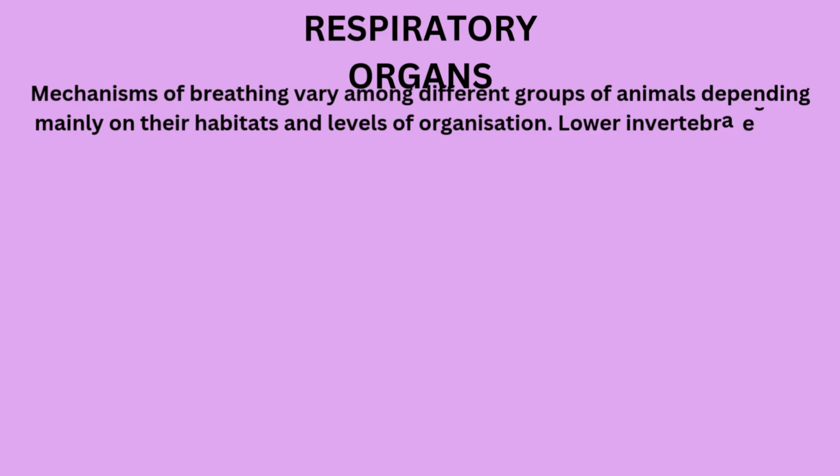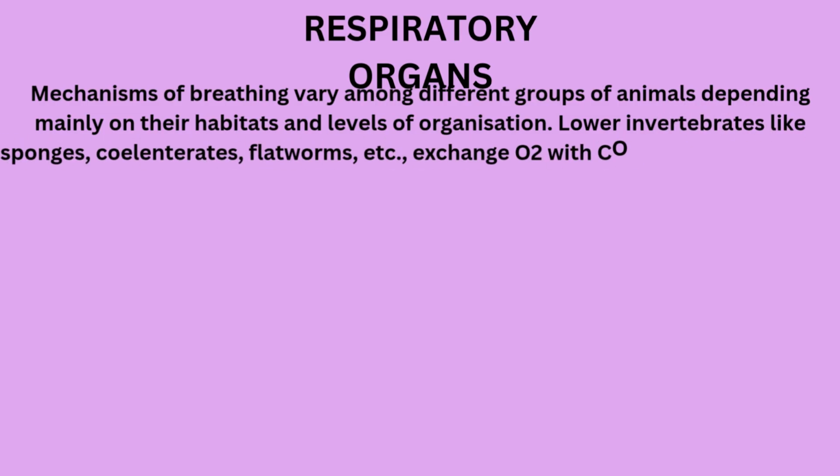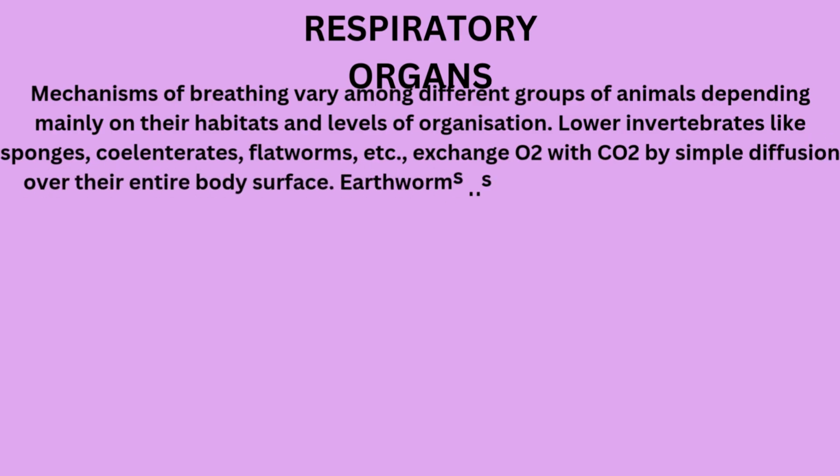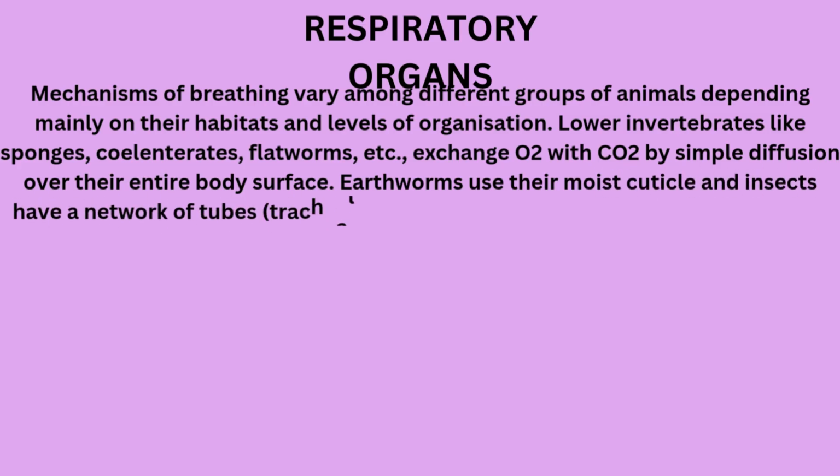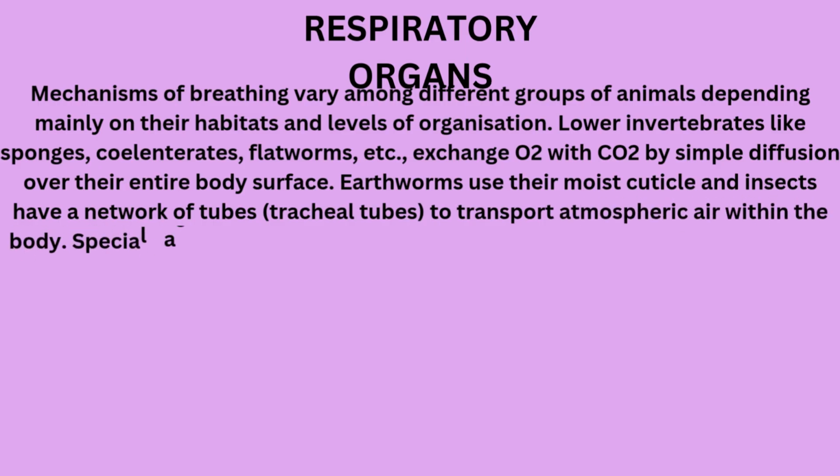Respiratory organs. Mechanisms of breathing vary among different groups of animals depending mainly on their habitats and levels of organization. Lower invertebrates like sponges, coelenterates, flatworms, etc., exchange O2 with CO2 by simple diffusion over their entire body surface. Earthworms use their moist cuticle, and insects have a network of tubes, tracheal tubes, to transport atmospheric air within the body.